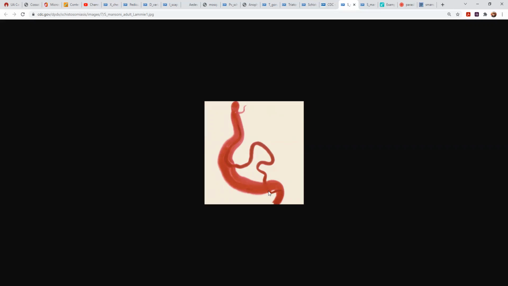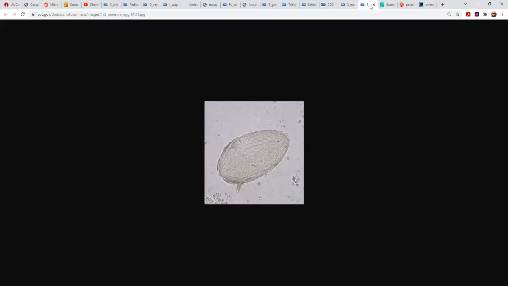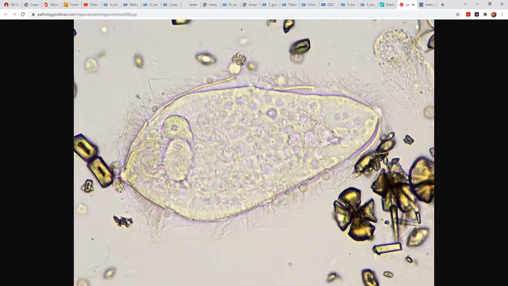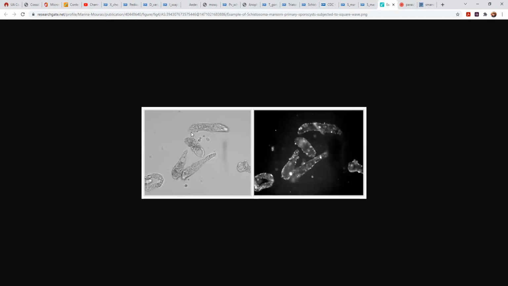So let me go through these again, just because I know I kind of went fast through these. So first we have the egg. Okay, so this is the egg. And then the egg would hatch into the Miracidia, which kind of looks like the shape of the egg, but then has cilia and these eye spots around it. This is what would infect the snail. And then inside the snail, we would have the sporocysts.